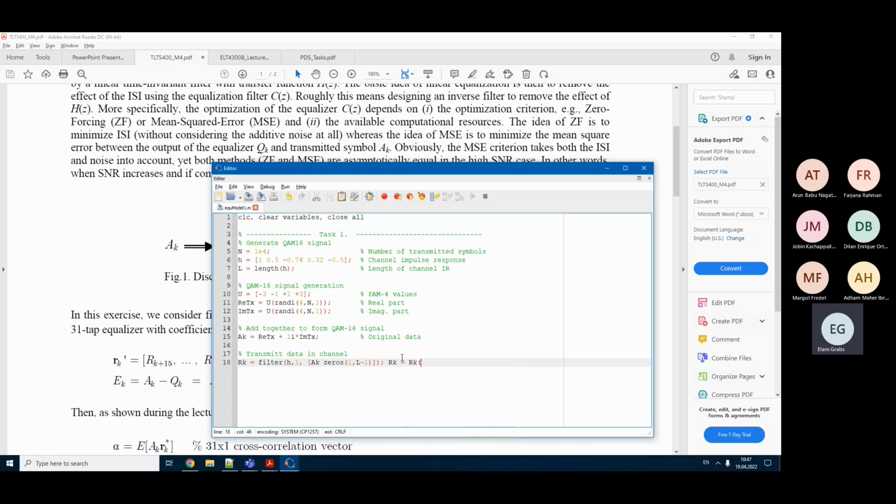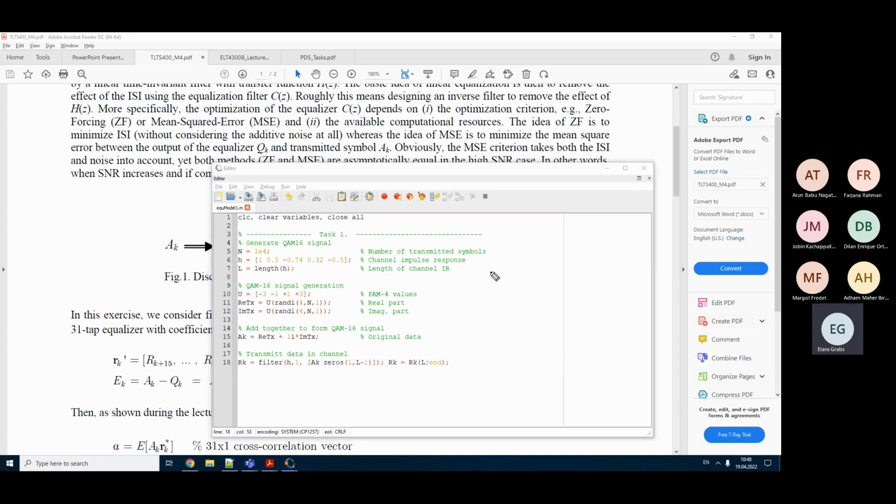RK is going to be RK from L to end. That is because our filter has 4 delay units like this, yes? So if our signal goes here at the time interval n equals 0, then here it will be at n equal 1, here it will be n equal 2, here it will be n equal 3, and at the output it will be at n equal 4.